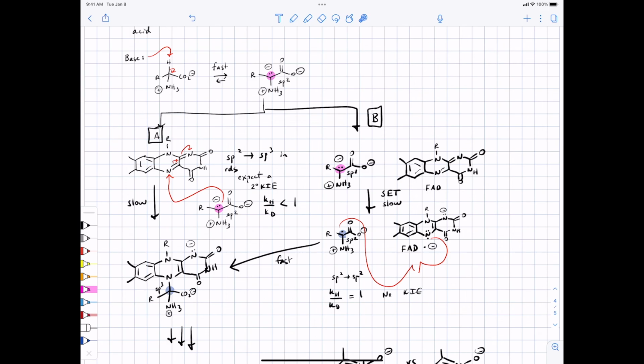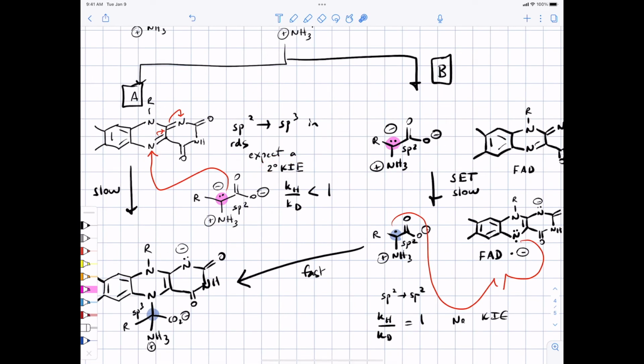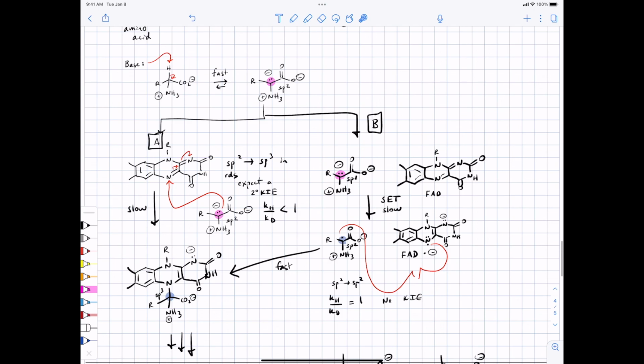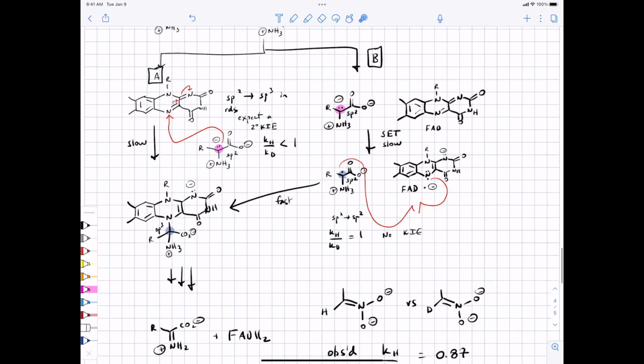Based on what we just talked about, you would expect a small inverse secondary kinetic isotope effect because the force constant is going stiffer in the transition state of the rate determining step, that's going to make the energy gap bigger. It's going to make it slower for hydrogen than for deuterium. In contrast, there's no change in hybridization here. So if you were to do a kinetic isotope experiment involving a carbon-hydrogen bond on this alpha carbon, you would expect really no kinetic isotope effect.